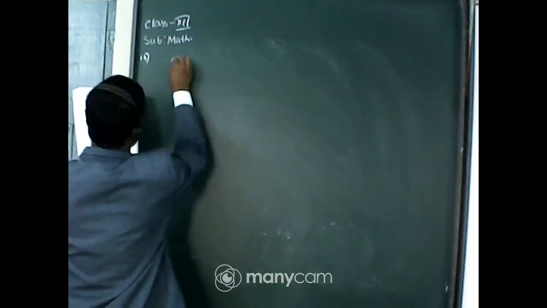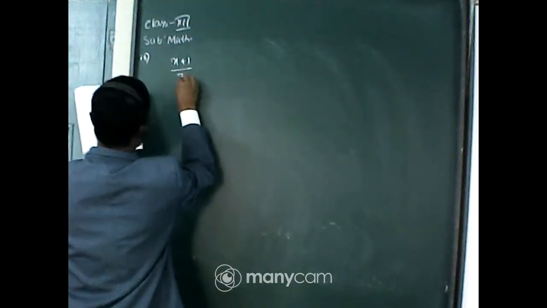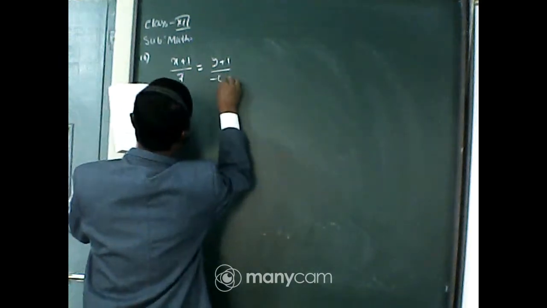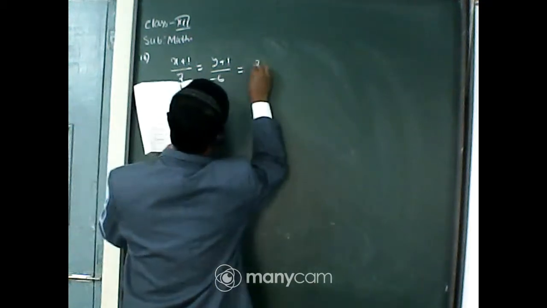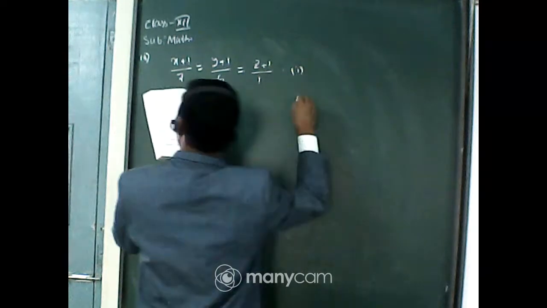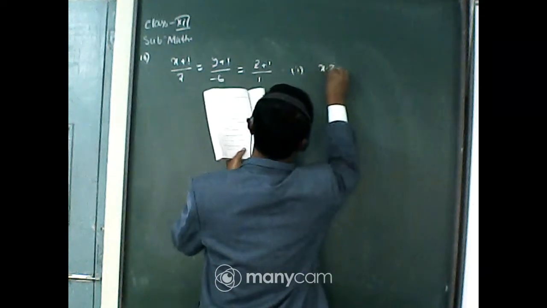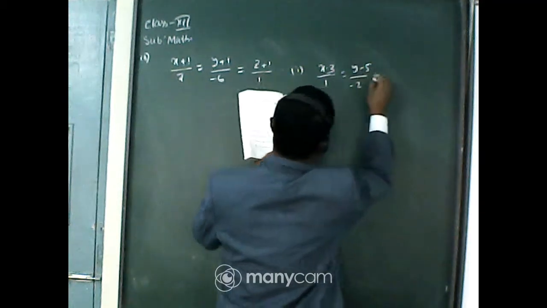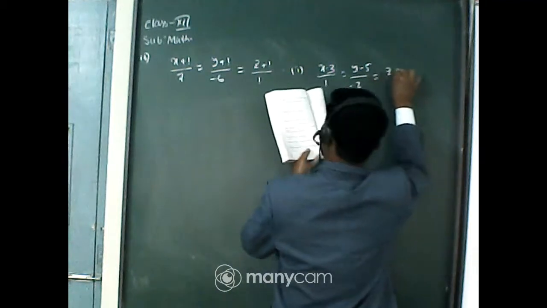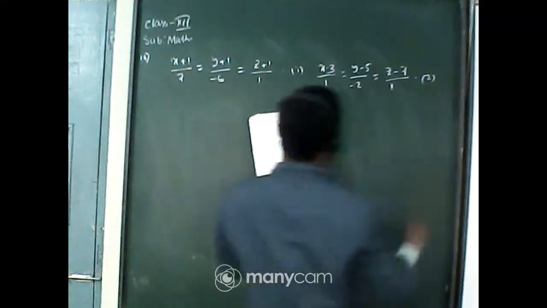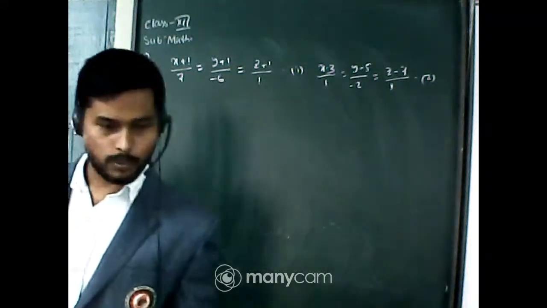The equations are (x + 1)/7 = (y + 1)/(-6) = (z + 1)/1. This is the first equation. Another equation is (x - 3)/1 = (y - 5)/(-2) = (z - 7)/1. This is our second equation. So you have to find the shortest distance between the first equation and the second equation.